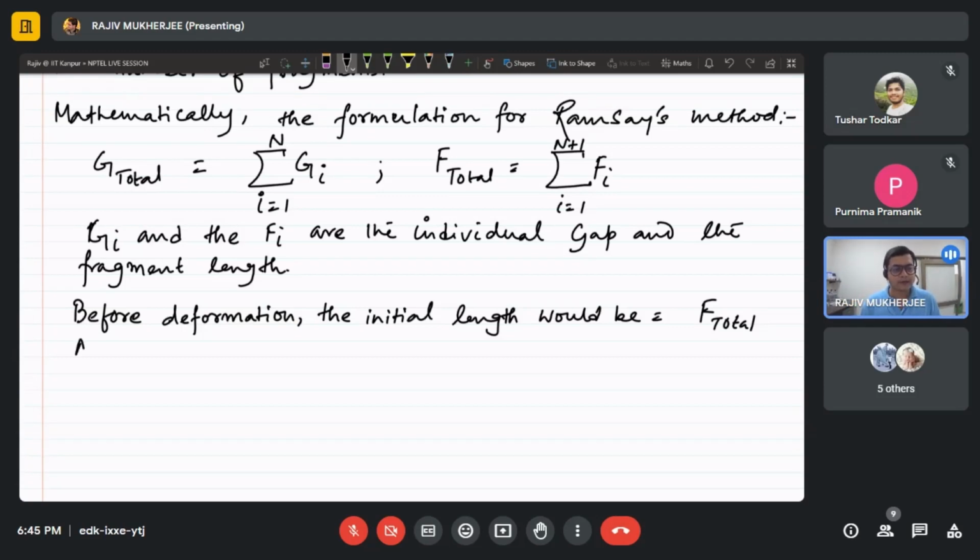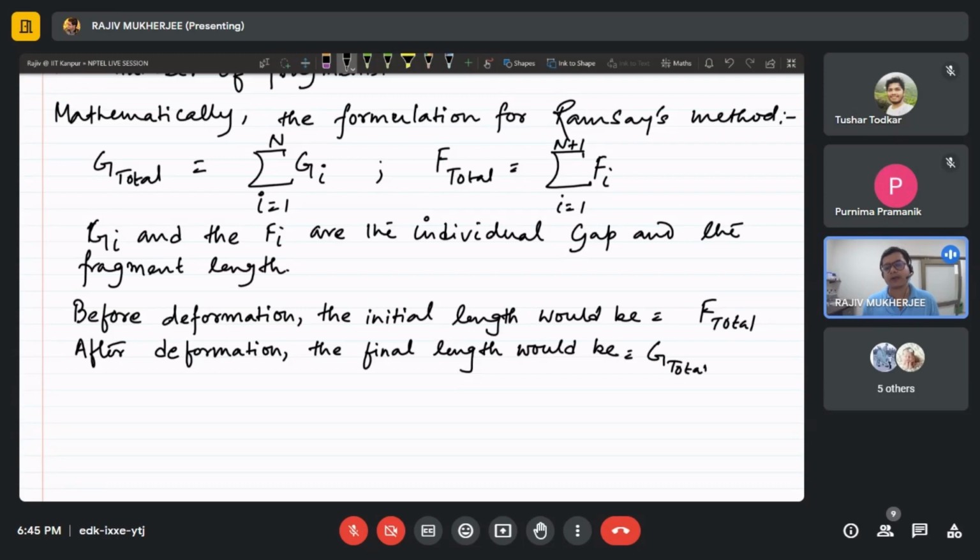After deformation, the final length would be, you can guess it, G total plus F total, because now there are gaps in between where the rock matrix has been introduced, and now it has extended the length further away. So the final length would be G total plus F total.